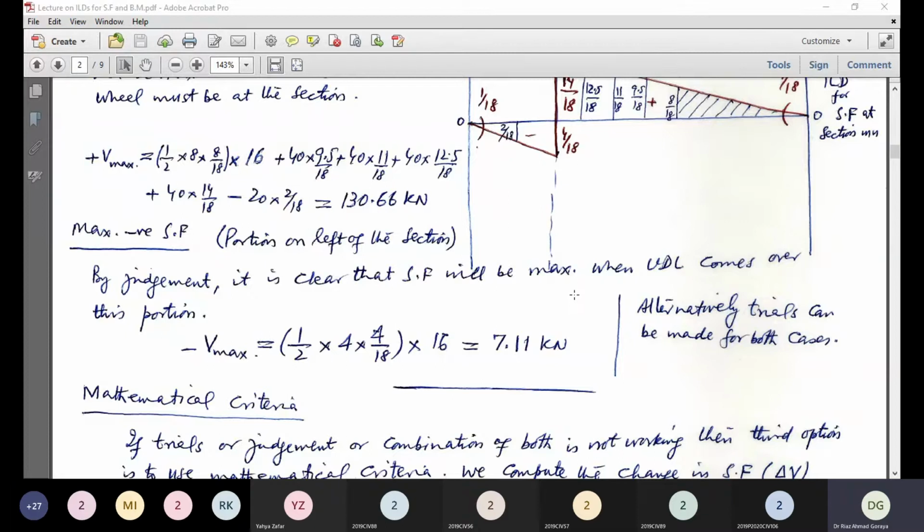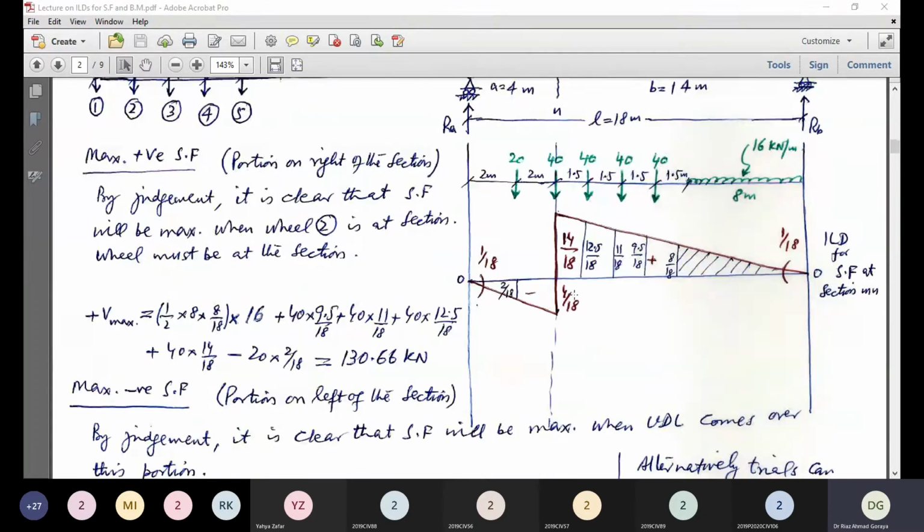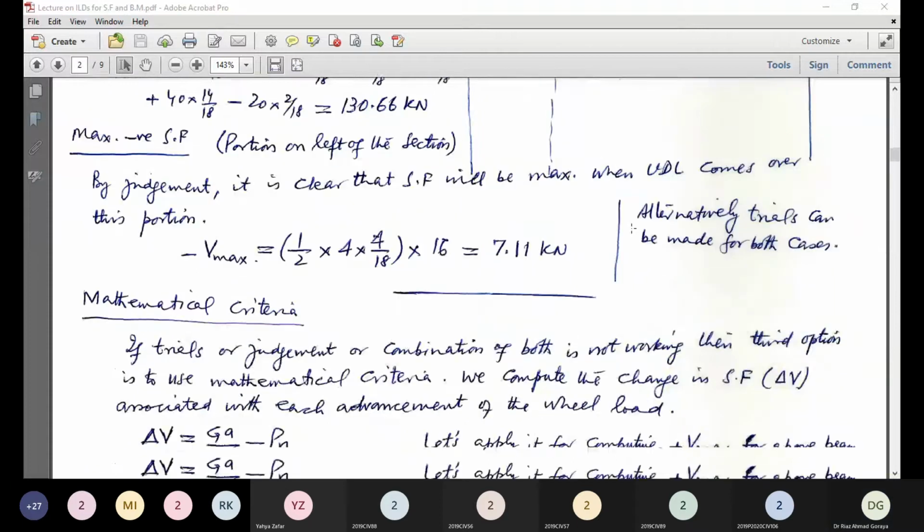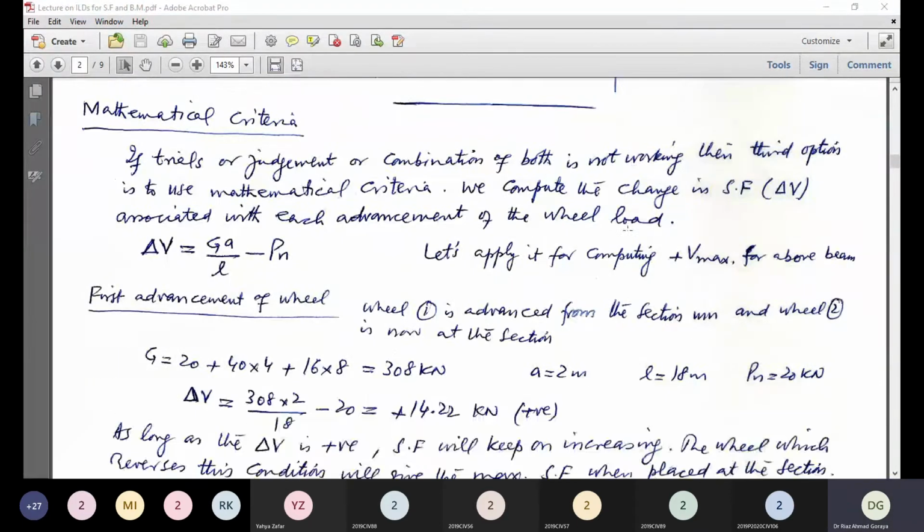So the next is the mathematical criteria for the same problem. Now, if the trials or judgment or the combination of both is not working, then the third option is to use the mathematical criteria. We compute the change in shear force associated with each advancement of the wheel load. The change in shear force is GA over L minus Pn. These are the same terms which we have used in the case of ILD for reactions.